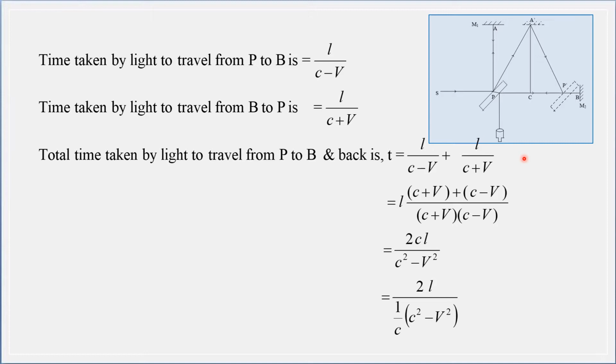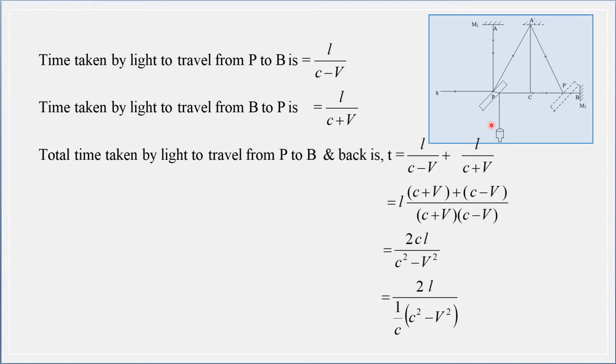And in that case, the apparatus will experience an ether wind in the opposite direction. Just like when you travel in a car, you feel the breeze, but actually the air is not moving. You feel the breeze because the car is moving. In the same way here, because the Earth is rotating, the apparatus is moving, so it will experience the ether wind with the velocity v in the opposite direction.